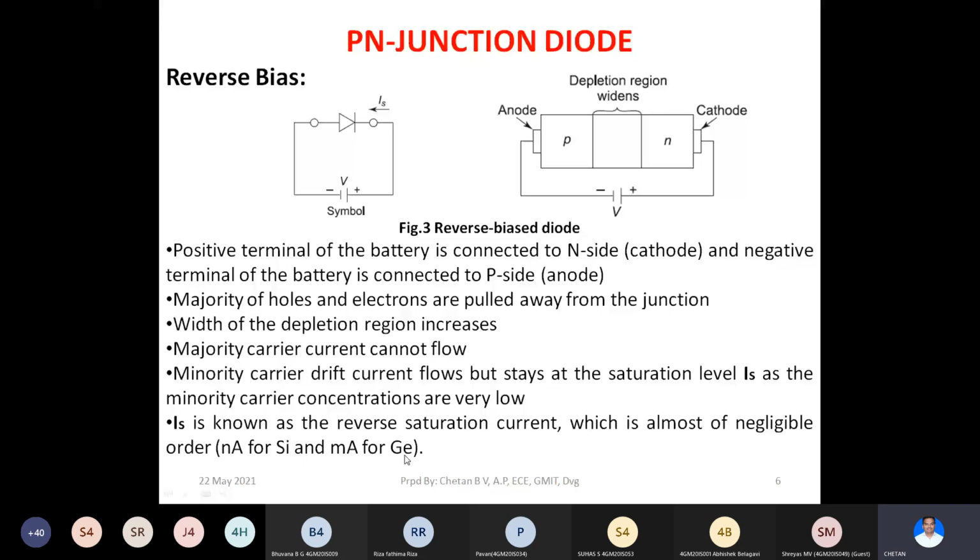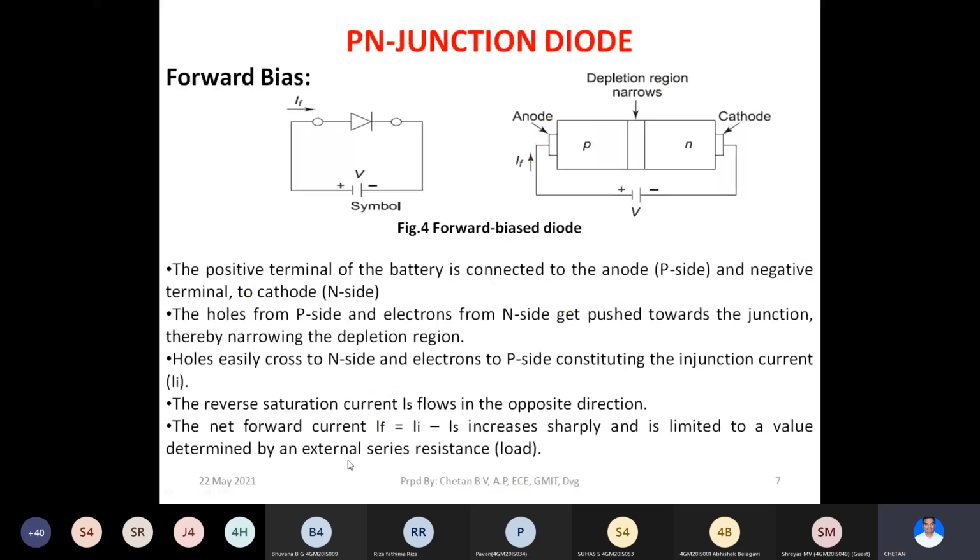Next step in the operation of PN junction diode is the forward bias. Usually the diode is manufactured to operate in the forward biased condition. So in the forward biased condition, it will work like a switch. To make this diode work in forward biased condition, we have to connect the positive terminal of the diode to the positive terminal of the battery. That is, anode is connected to the positive terminal of the battery, and cathode of the diode to the negative terminal of the battery.